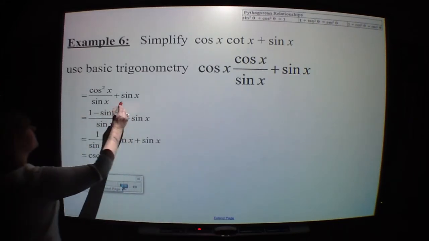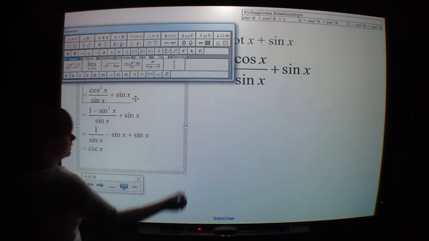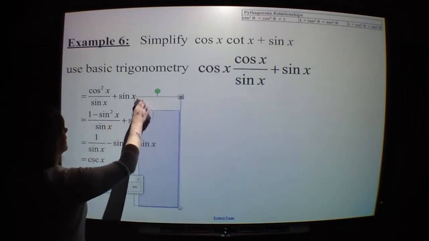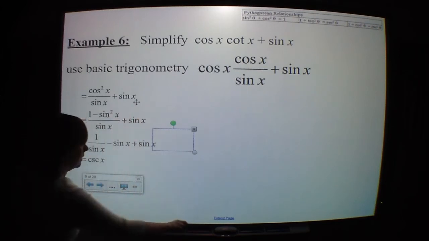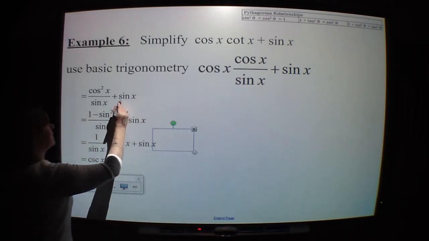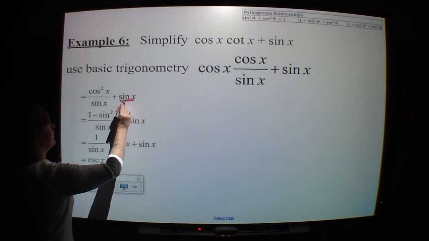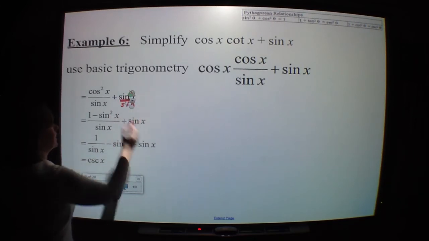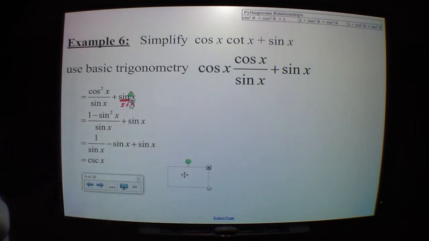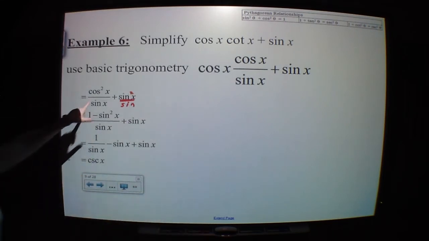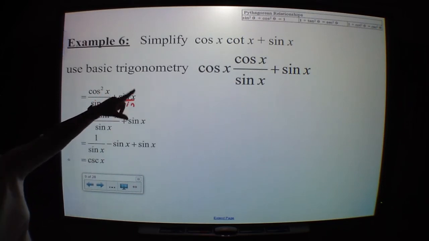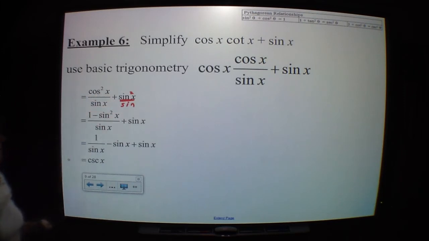I could have taken this right here and, whoops, hold on. And this is not working at all to write on, I'm sorry. I could have taken this and gotten a common denominator and multiplied top and bottom by sine. And so then I would have sine squared over sine. And then I would have had cosine squared plus sine squared all over sine. Cosine squared plus sine squared is 1. So I have 1 over sine. So another way to do it, same problem.